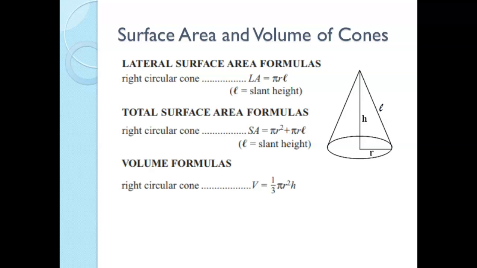All right, so the lateral surface area is pi times r times L, the slant height. The total surface area means that we have to include the area of the base, which is a circle. So this is pi r squared plus the lateral surface area, pi r L. And then the volume is 1/3 pi r squared times h.